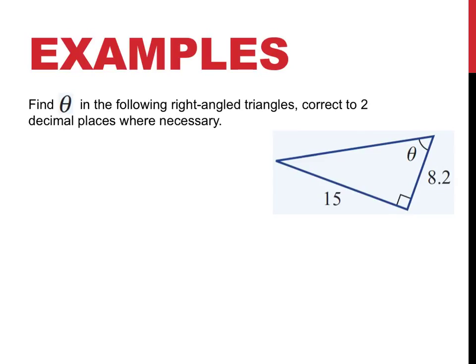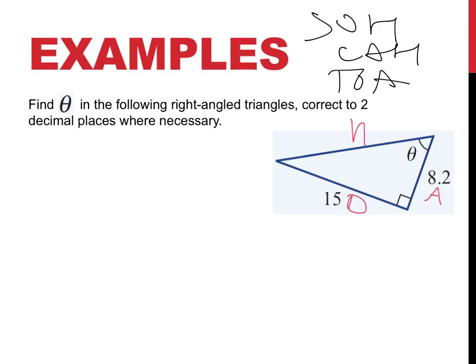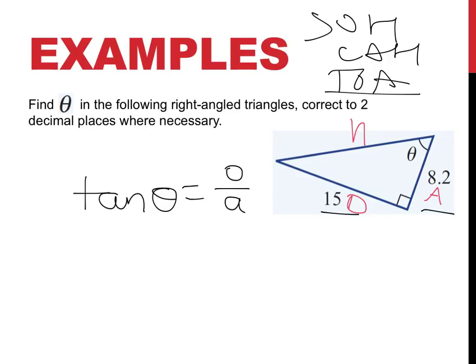Okay, last example. If I label my triangle, this one's the hypotenuse, this one's the opposite because my angle's there, and this one's the adjacent. So let's work it out, SOHCAHTOA. I'm going to be using tan because I have the opposite and the adjacent. So the tan of theta equals the opposite over the adjacent.